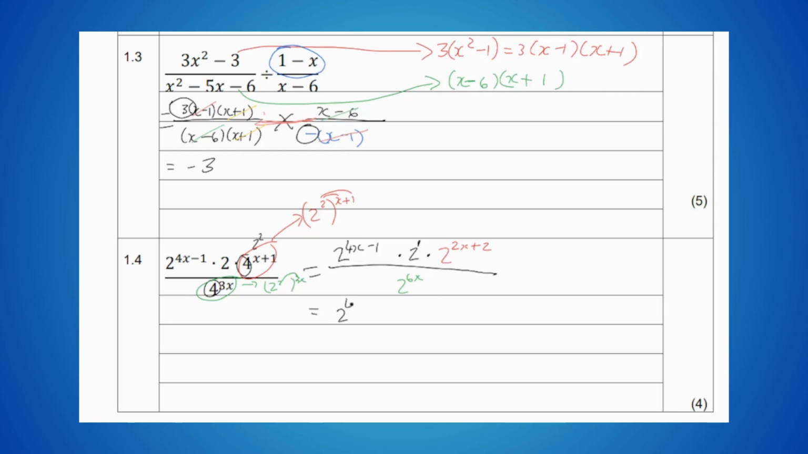So we add all the numerators' exponents together, and we subtract the denominator's exponents. Okay, 4x plus 2x is 6x, minus 6x is 0x, so we don't have x's left. And then 1 minus 1 is 0, and then we have a 2 here, so 2 to the power 2, therefore our answer is 4.